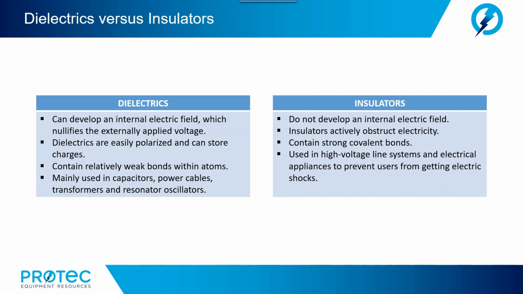So, dielectrics versus insulators. Dielectrics can develop an internal electric field which nullifies the externally applied voltage. Insulators do not develop an internal electric field. Dielectrics are easily polarized and can store charges. Insulators actively obstruct electricity. Dielectrics contain relatively weak bonds within atoms. Insulators contain strong covalent bonds.